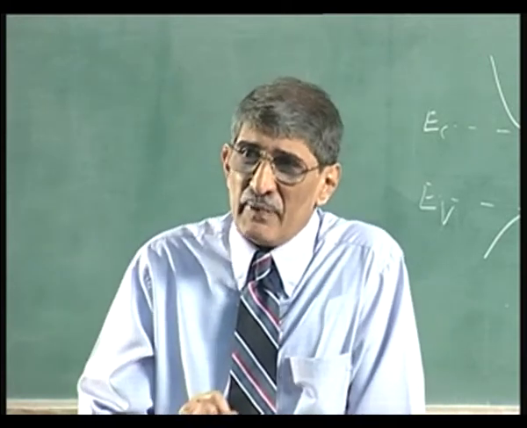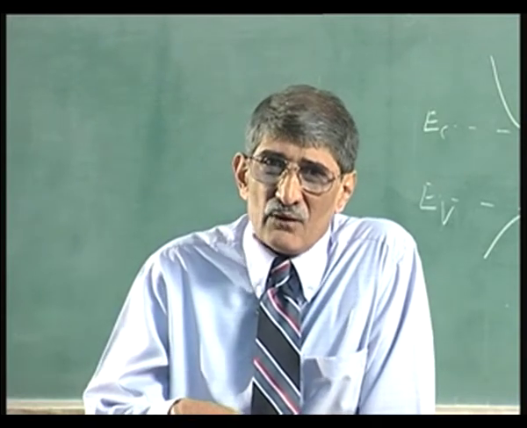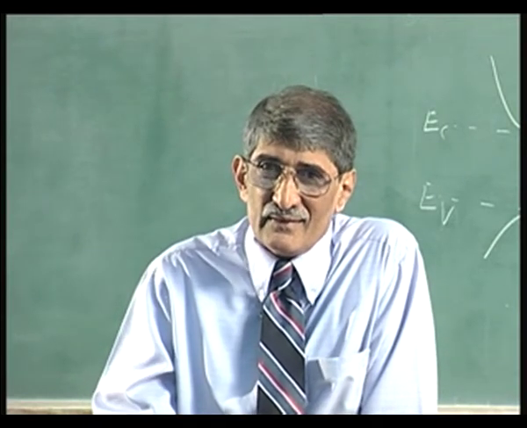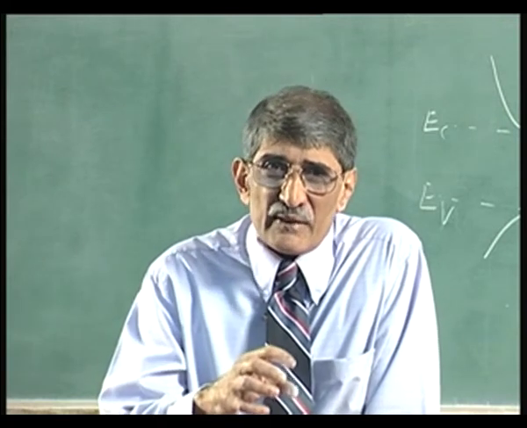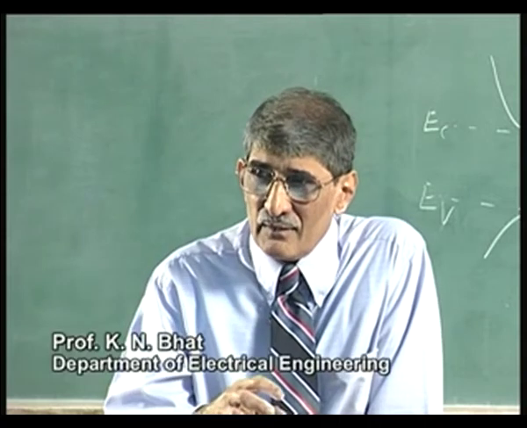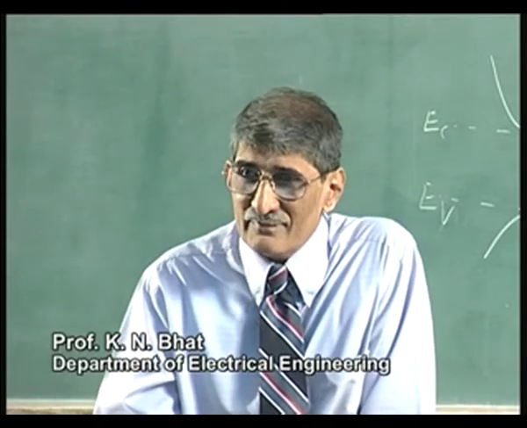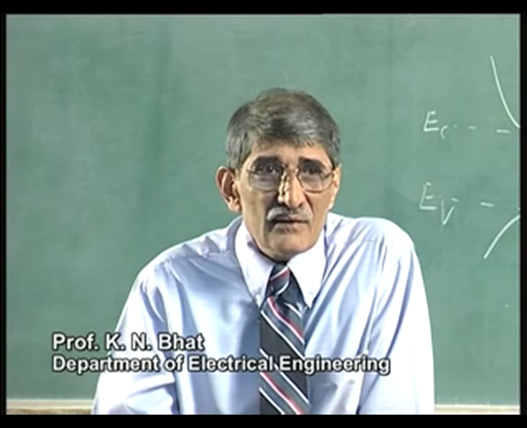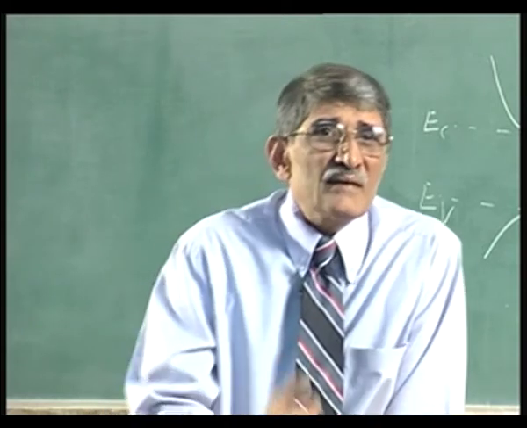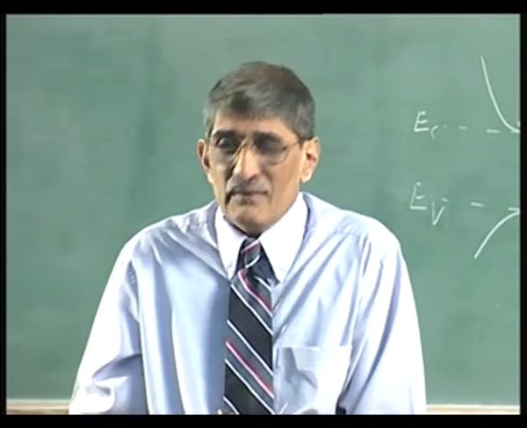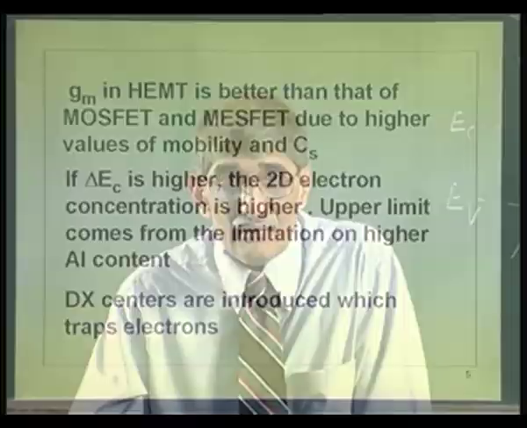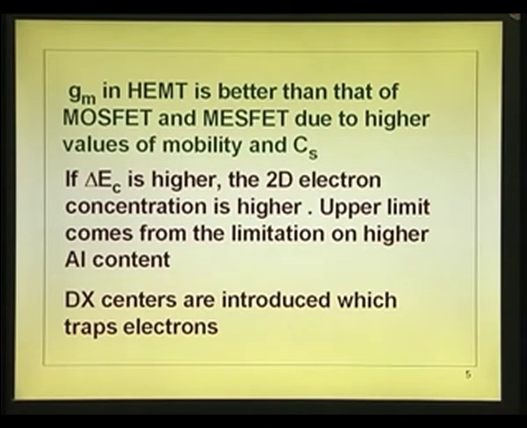Because after all, if you remember, the band bending of this lightly doped region is equal to the built-in potential of the homojunction plus delta EC by Q. So, if delta EC is higher, more is the band bending. If more is the band bending, more will be the electrons. That is what is implied here. The 2D electron concentration is higher if delta EC is higher. From that point of view, you would like to have a device which has got higher delta EC.